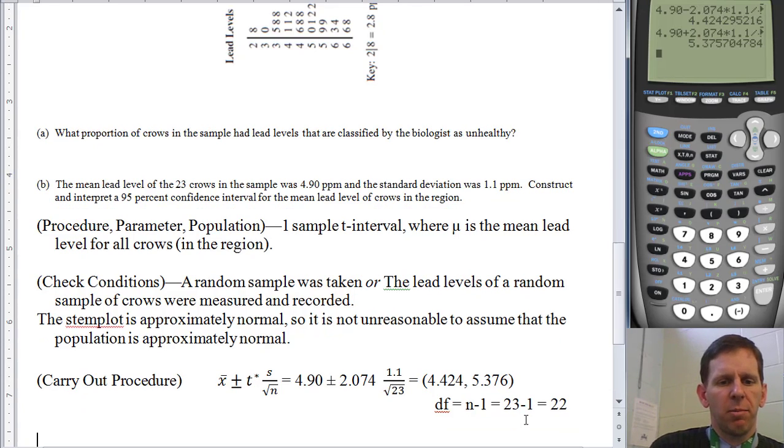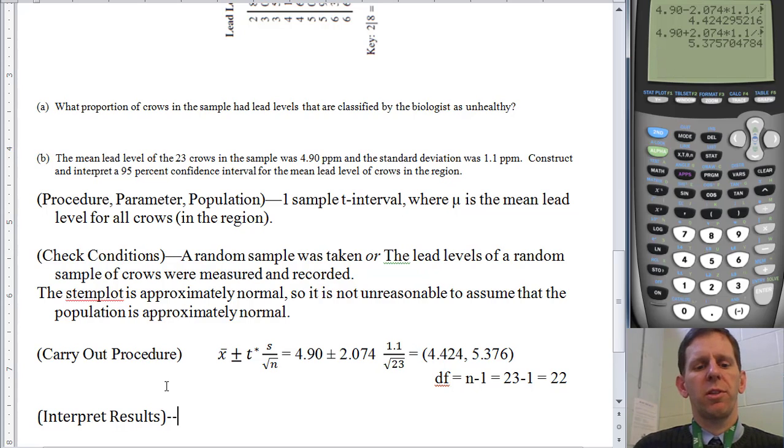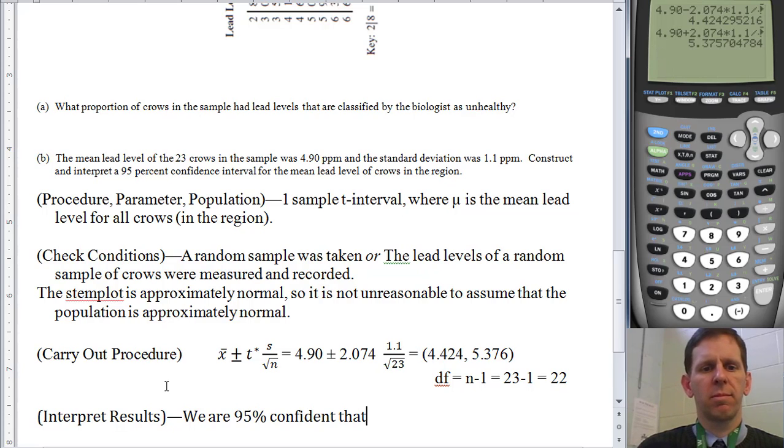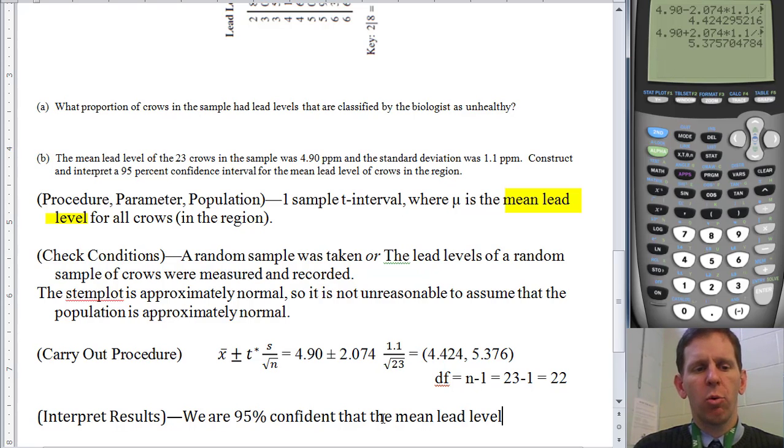Let's go to our final step. We always start this step with we are, whatever your confidence level is. In this case, 95% confident. That. Now we talk about what our parameter is. Mu is the mean lead level for all crows. So we're going to say we're 95% confident that the mean lead level. We always repeat what our parameter was.